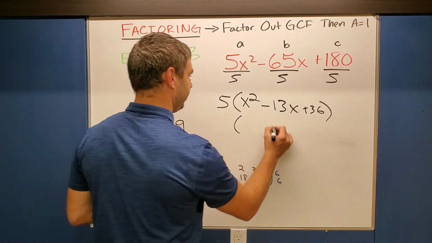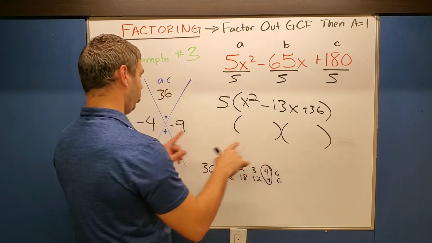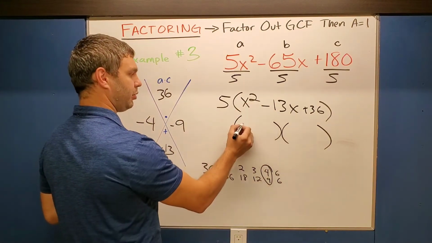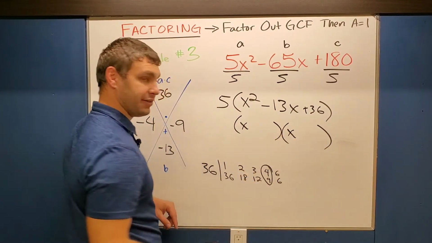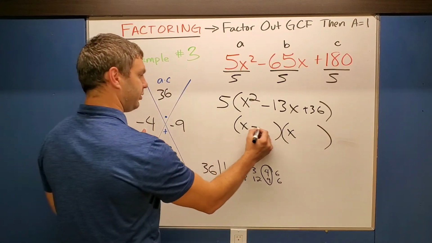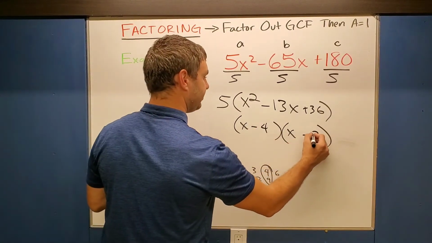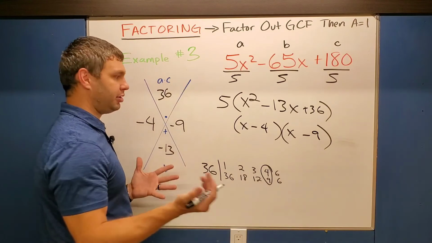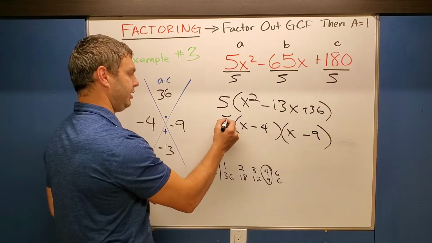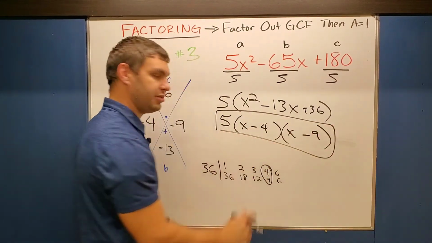So then I'm going to fill in my parentheses with those numbers, but first I need to split my x squared to be x and x, the beginning of those binomials, and then negative 4 and negative 9. The other new part that we learned today is our GCF has to come out front of our answer.